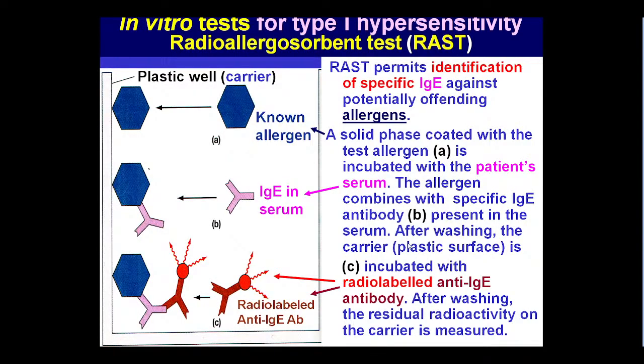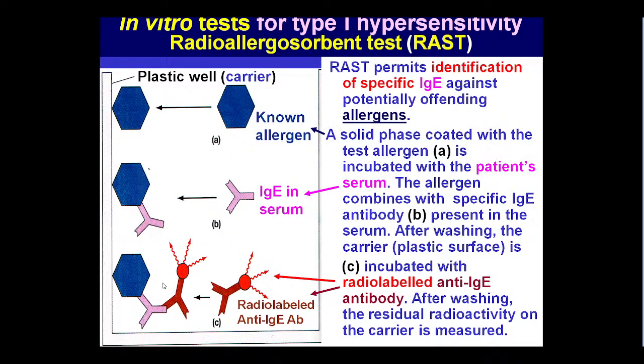Of course, in vivo tests have limitations. Due to this, in vitro tests are considered safer and better for the patients. One of these in vitro tests for type 1 hypersensitivity is the radioallergosorbent test, which now may be replaced in some countries by ELISA, enzyme-linked immunosorbent assay.